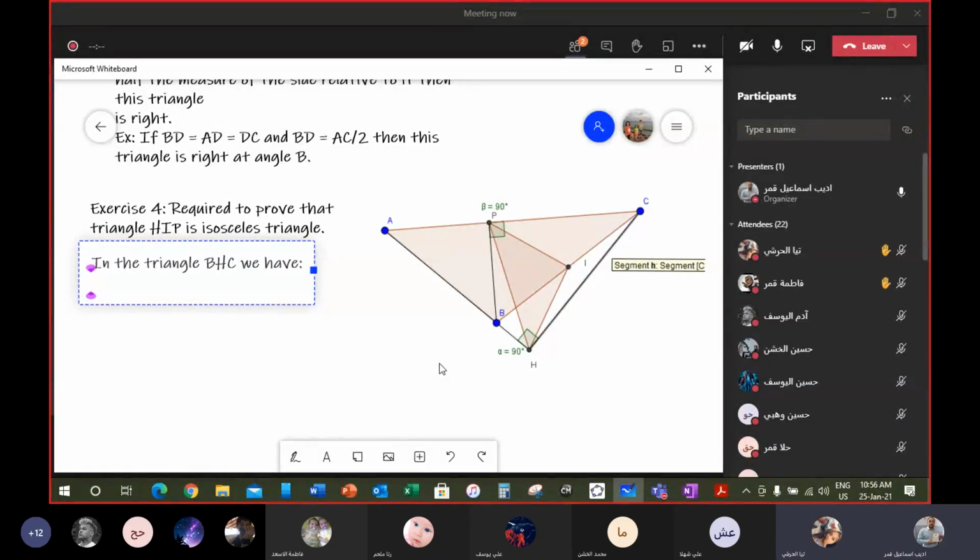But before that, what is the nature of this triangle BHC? Right triangle. So we have angle BHC equals 90 degrees. Why is it 90? Because it is a right angle. Why? Because CH is the height relative to AB.